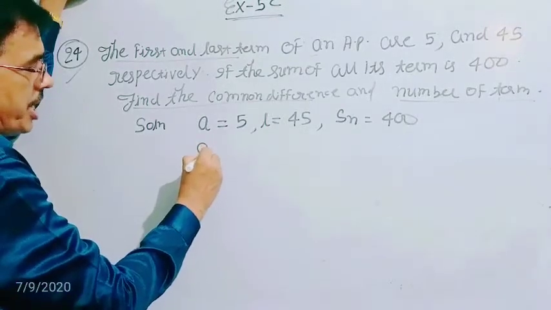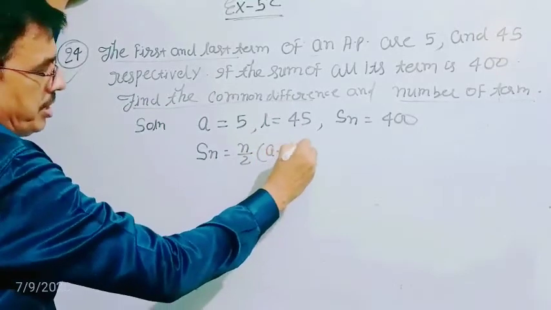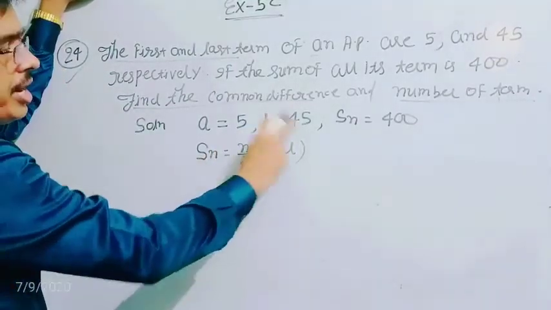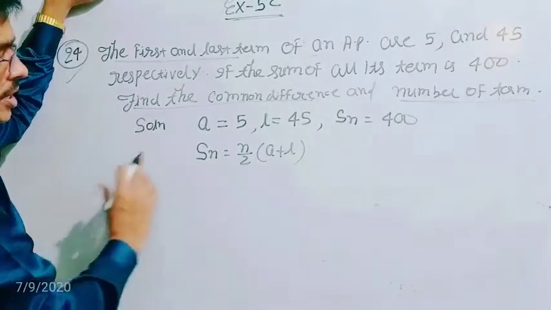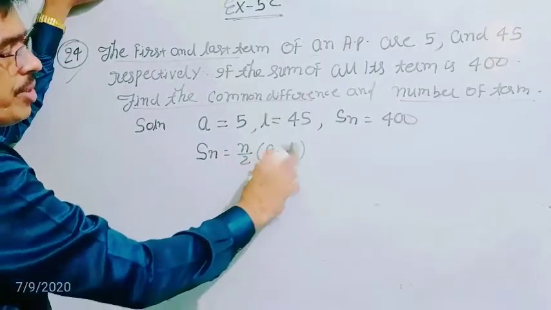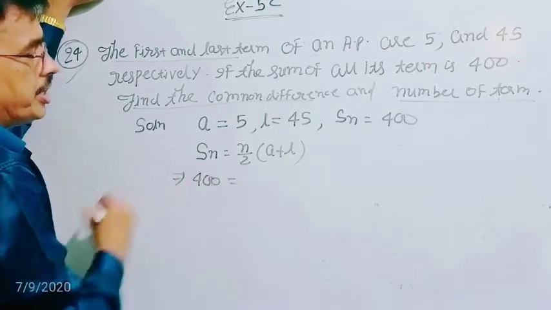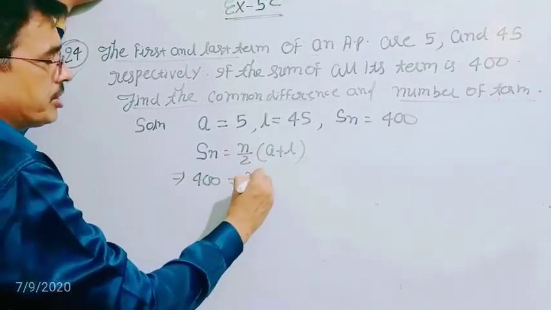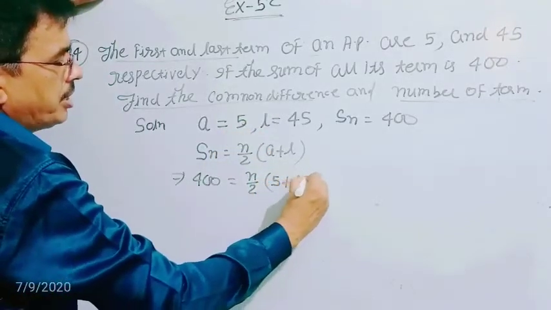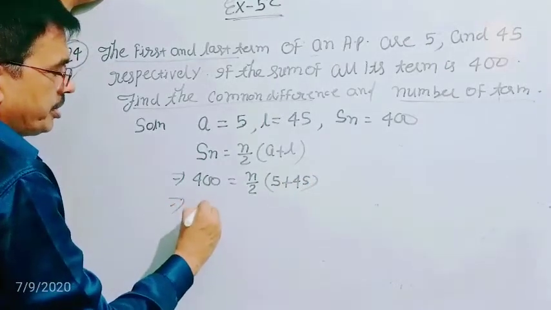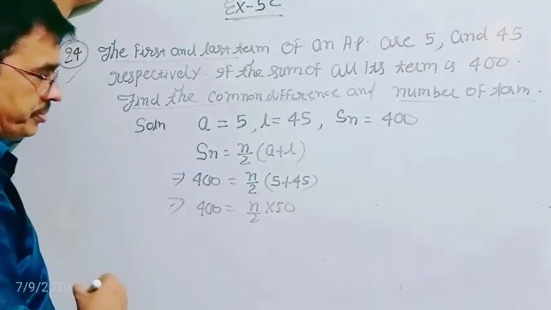So dear student, use the Sn formula, that is n by 2 into (a plus l), because a and l are given. So you can use this formula and solve by an easy method. So Sn is equal to n by 2 into (a plus l). Sn is given as 400, is equal to n by 2, where n is not given, into a, which is 5, plus l, which is 45. Then 400 is equal to n by 2 into 50.